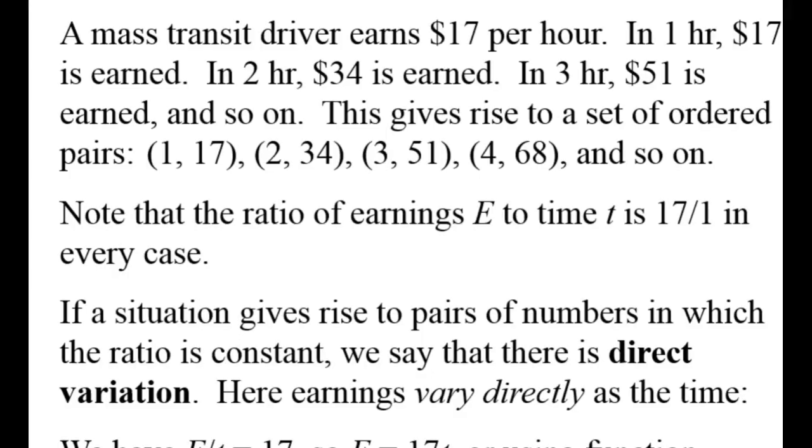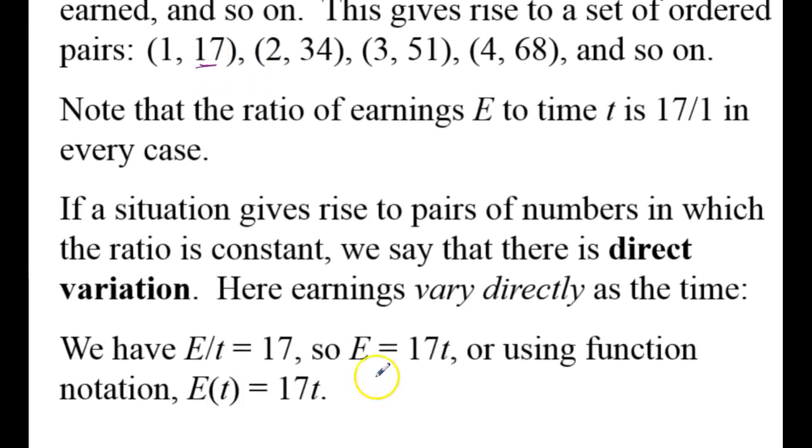So our first example is kind of just reading through and seeing what's happening. If in 1 hour you earn $17, in 2 hours you earn $34, and so on and so forth. Looks like there's a direct variation, that you keep getting $17 every hour. So you could write down the earnings is equal to $17 times each hour that you work, and we'll let each hour be t. And so that's a direct variation function.